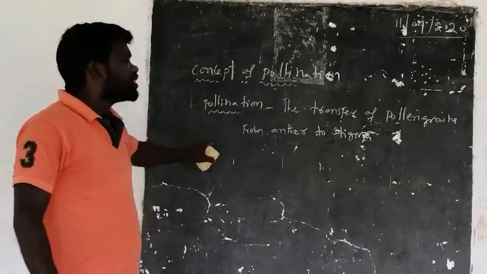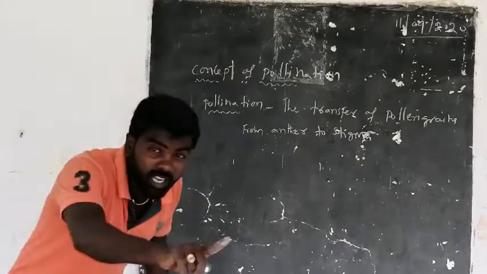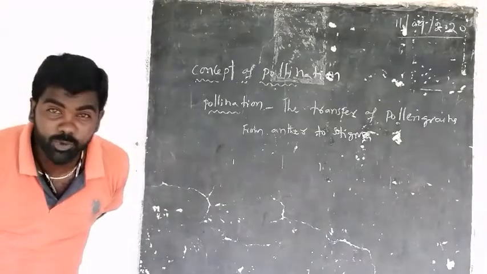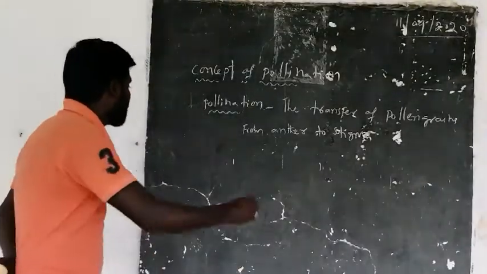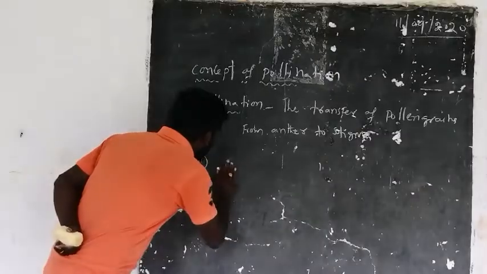Now this pollination is basically of two types. What are the basic types of pollination? Number one, self-pollination.